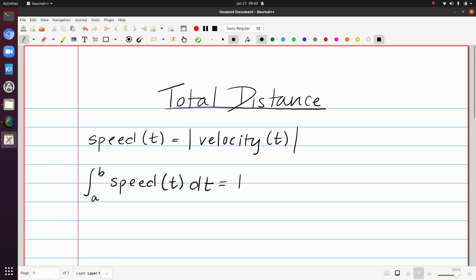So we don't have to worry about canceling out by traveling forward and then backwards. Here we're going to have the total distance traveled from time A to time B.